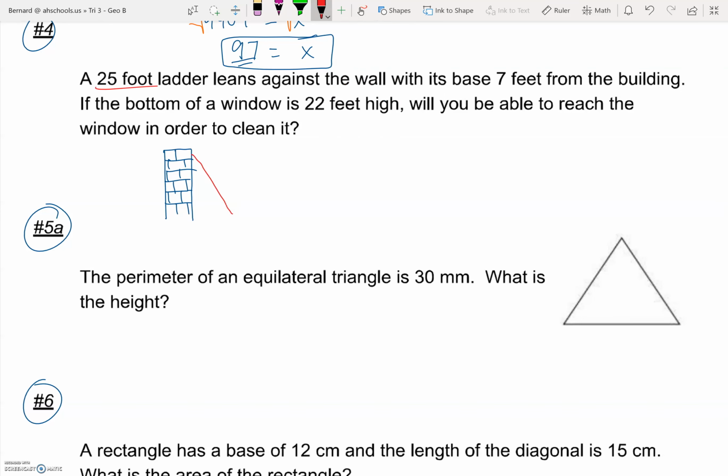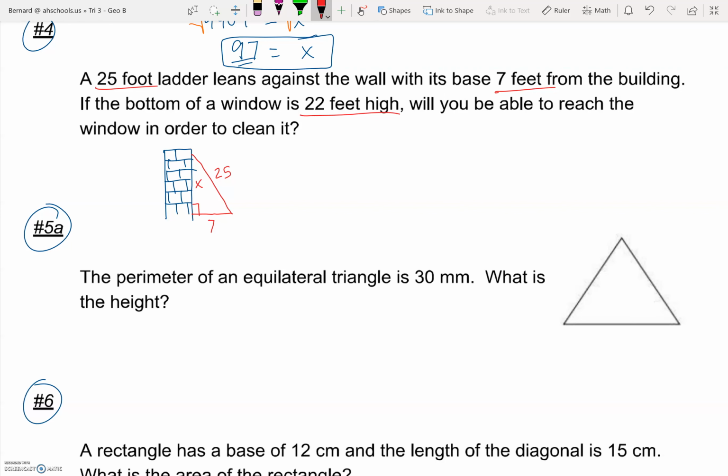It says it's a 25-foot ladder, so that is 25. It says it is 7 feet from the base of the building. So connecting basically the bottom of the building, that is 7. And again, it creates a right triangle with the building and the ground. And we are kind of wondering about how high up does that ladder go. So I'm going to put an X there. If our window is 22 feet high, the question is, can our ladder reach it? And so we want to solve for x. If it's 22 feet, then yes. If it's less than that, then no.